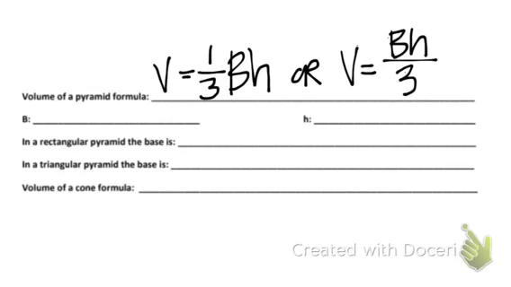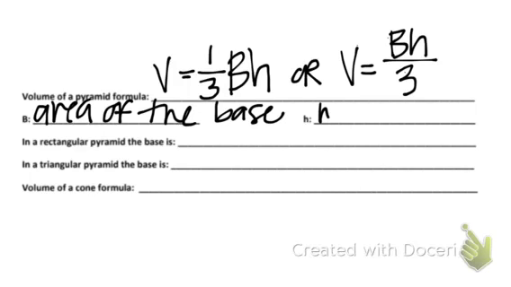Now, the reason that it's 1/3 is because a cone or a pyramid is 1/3 the volume of a prism or a cylinder. That's why we have the 1/3, kind of like how a triangle is half of a square. That's why it's 1/2. Now remember, big B stands for the area of the base, and the H is the height of the pyramid.